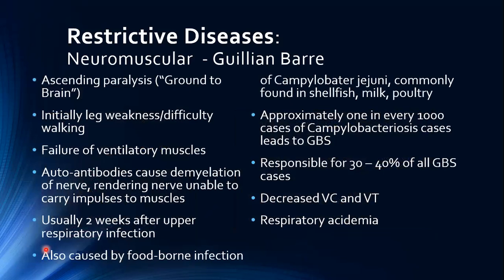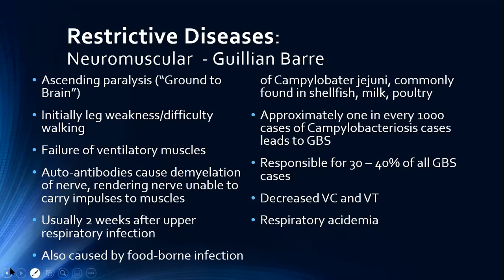Guillain-Barre is ascending paralysis from the ground to the brain. Initially, you have leg weakness, difficulty walking, right? Then it gets up to your lungs. You have failure of your ventilatory muscles, autoantibodies. This is what happens. You have autoantibodies that cause demyelination of the nerve, rendering the nerve unable to carry impulses to the muscles.